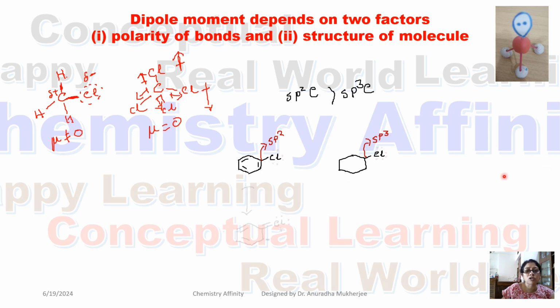Another point we can explain using resonance. The chlorine lone pair can undergo resonance. So this is the bond movement, and due to resonance we can see that the carbon-chlorine bond is getting double bond character. Since it is getting double bond character, again the bond dipole is reduced. So that's why chlorobenzene has a lower dipole moment than cyclohexyl chloride.